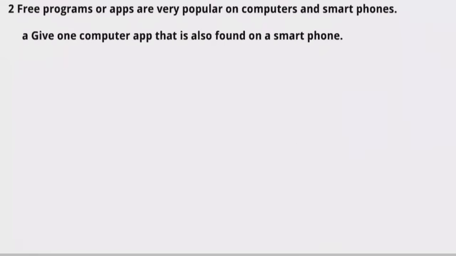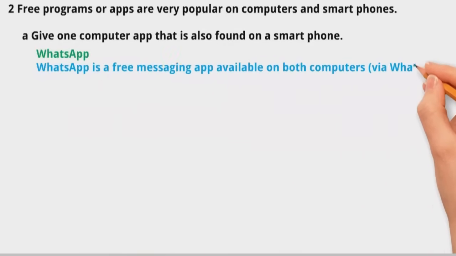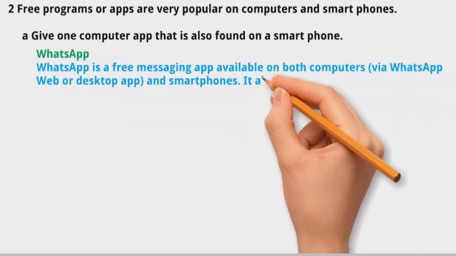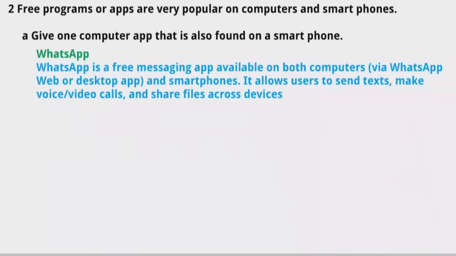Free programs or apps are very popular on computers and smartphones. Now let's go to question 2A. Give 1 computer app that is also found on a smartphone. WhatsApp. WhatsApp is a free messaging app available on both computers via WhatsApp web or desktop app and smartphones. It allows users to send texts, make voice or video calls, and share files across devices.